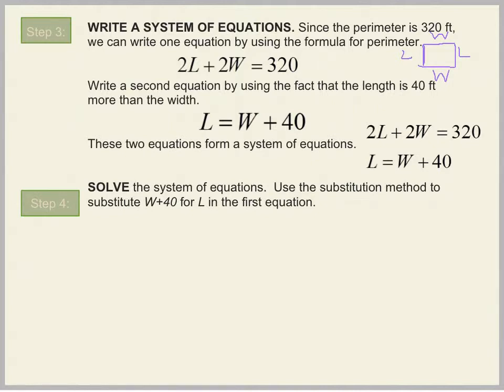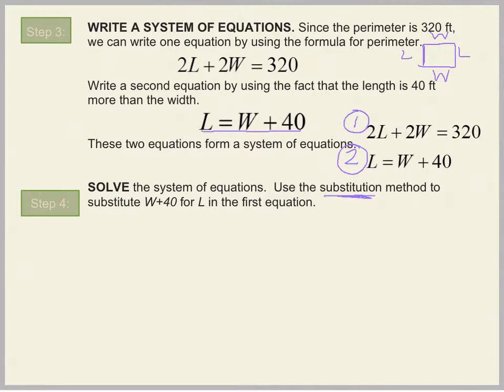Next, I was told that the length is 40 feet more than the width, so I've written that the length equals the width plus 40. Now, I have 2 equations with 2 unknown variables. So I'm going to solve this system of equations using substitution.